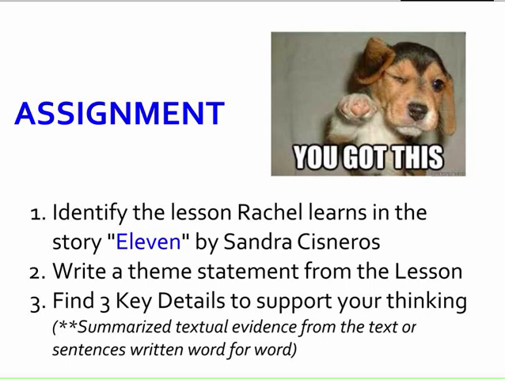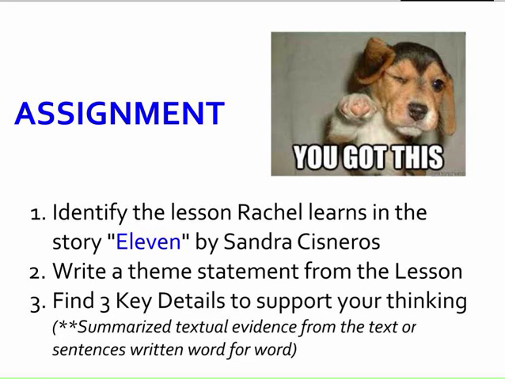So what your assignment is going to be today is you're going to go back to the story "Eleven" by Sandra Cisneros that we read last week, and you're going to identify the lesson that Rachel learns. So first I want you to identify the lesson. What is the lesson that Rachel learns in the story "Eleven" by Sandra Cisneros? You're going to take that lesson and you're going to turn it into a theme statement. So you might say, one theme in "Eleven" by Sandra Cisneros is blank.